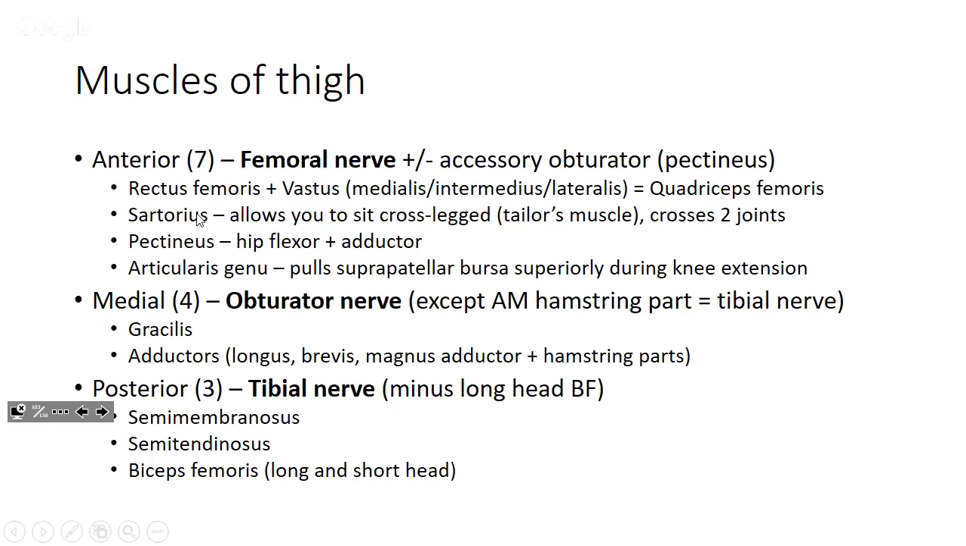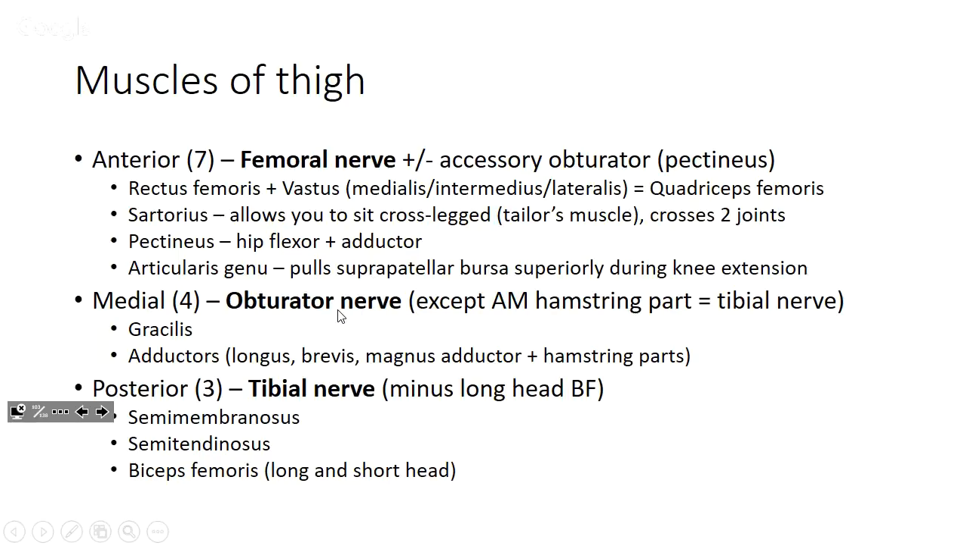Okay. For the sartorius, how you remember it is it helps you sit cross-legged because sartorius is tailor, so they had to sit cross-legged in order to do their work. So that's how you remember what it does. It crosses 2 joints, and it's actually one of the longest muscles in the body. The pectineus, and then there's this extra one, which I think is not that important, but just for your info, it helps pull your suprapatellar bursa superiorly during your knee extension, so it doesn't get caught.